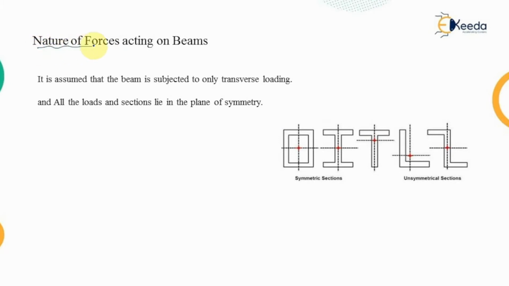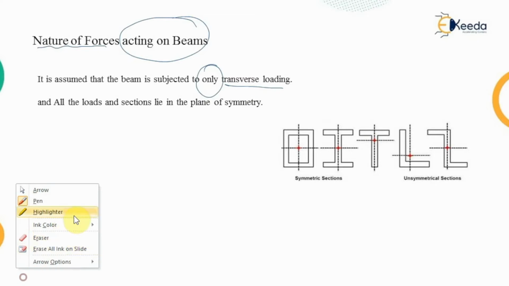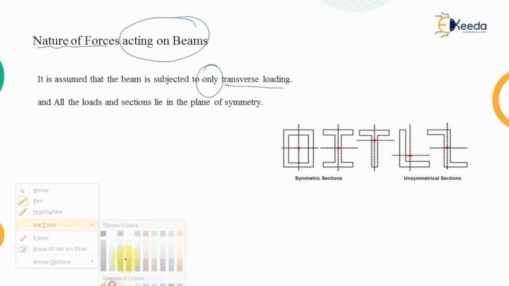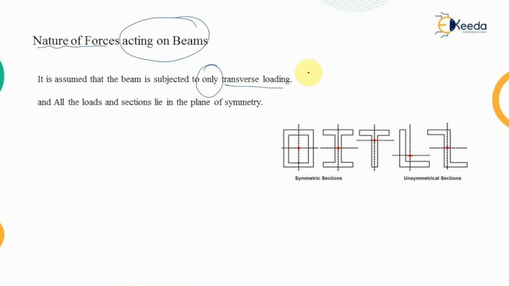Now what is the nature of forces acting on the beams? Whenever we design a beam, it is assumed that the beam is subjected to only transverse loading. Because of the maintenance of the symmetry in the structure, we assume that the beam is subjected to only transverse loading, and that's why it will be causing only bending.